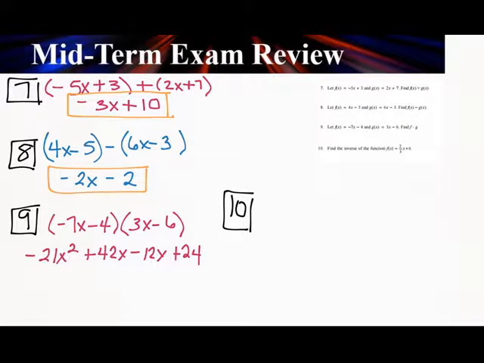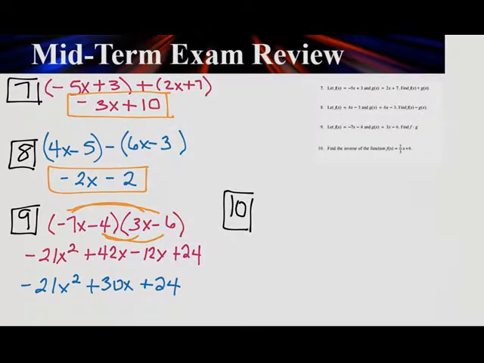So make sure, just double check what you've done. This is your -21x squared. That made positive 42x. This made -12. And this makes positive 24. So -21x squared plus 30x plus 24. There's my final answer on that one.